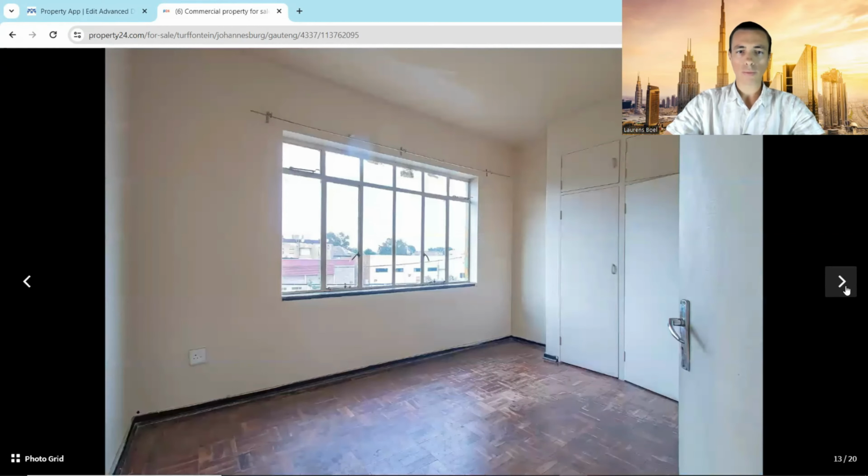And if I remember correctly, of the 12 residential units, about 3 were vacant. The rest were all fully occupied. So it looks like it's in pretty good condition.